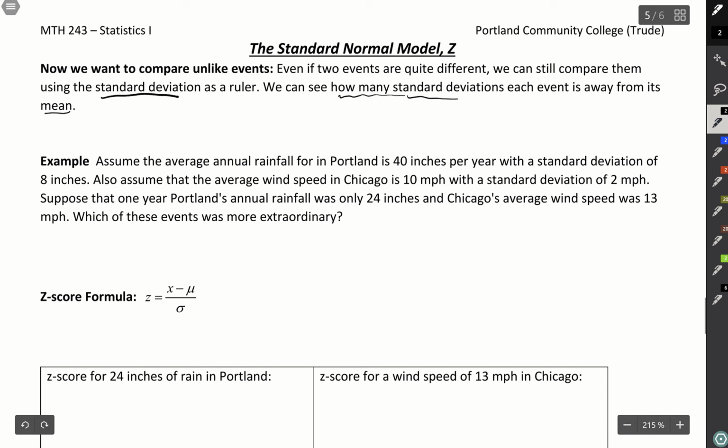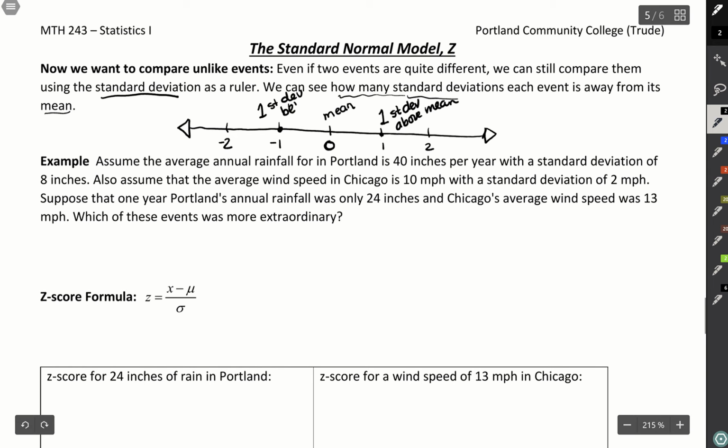So what we end up doing is we create this ruler, and we end up with a number line that focuses on the middle of 0, and we could go 1, 2, and then -1, -2, such that if you land at 0, that would be the idea of being at the mean. So this is the idea of being 0 standard deviations away from the mean. If you land at +1, that's the idea of being 1 standard deviation above the mean. And if you land at -1, that would be the idea of being 1 standard deviation below the mean.